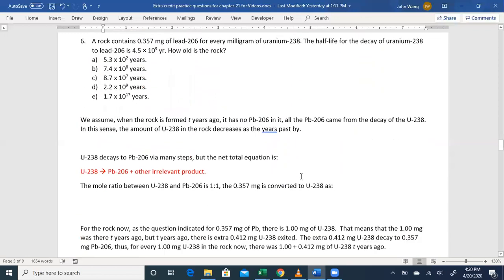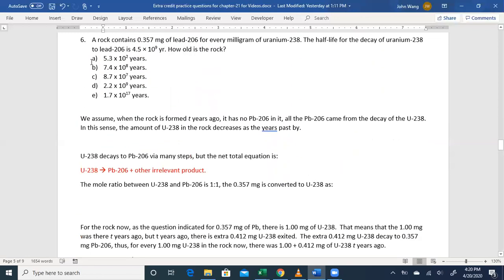Okay, so the next question is question 6. A rock contains 0.357 milligram of lead-206 for every milligram of uranium-238. The half-life for the decay of uranium-238 to lead-206 is 4.5 times 10 to the 9 years. How old is the rock?